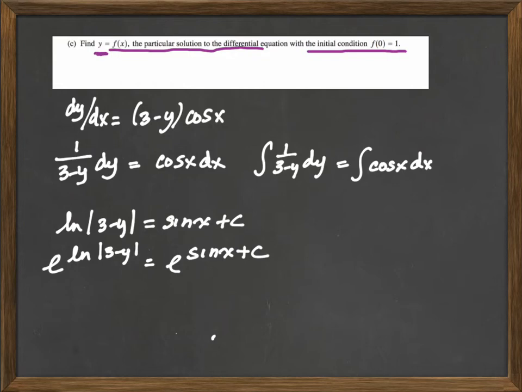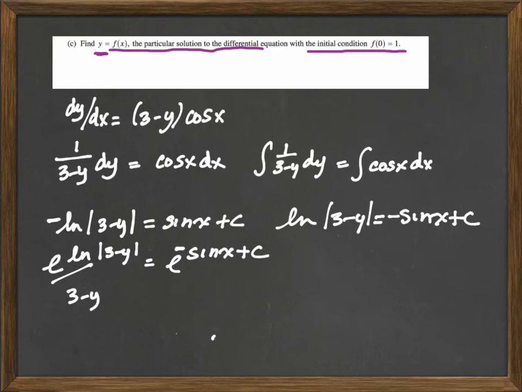Oh, antiderivative. This should have been a negative. Missed that. Go back and make sure you have that. So then ln of (3 minus y) equals negative sine x plus c. So this becomes e to the negative sine x plus c. That's correct. Okay, so this e to the ln just becomes 3 minus y, and since it's at (0, 1), we can just use the positive 3 minus y instead of the absolute value, equals c e to the negative sine x.